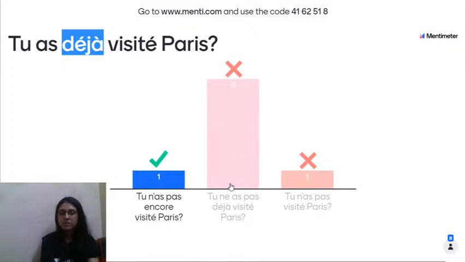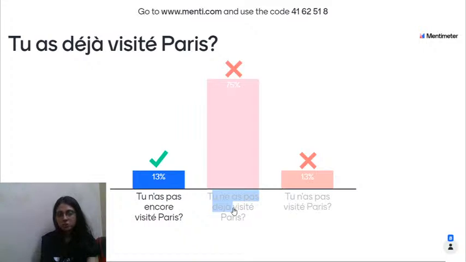In the second one, first of all, there has to be an apostrophe. So, this is wrong in the first place. Then, déjà has not been changed to encore. So, that's why this option is incorrect. And third one, tu n'as pas visité. So, over here, déjà has completely been missing from this sentence, so this cannot be the answer. Second one also, like I said, there and déjà also has to change. So first one is the correct answer. Tu n'as pas encore visité Paris.